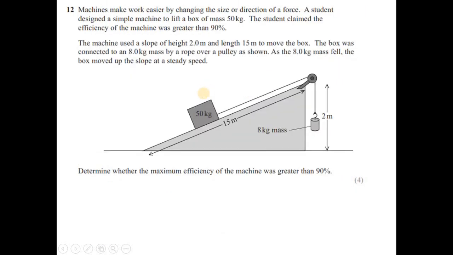Question number 12. Machines make work easier by changing the size or direction of a force. A student designed a simple machine to lift a box of mass 50 kg. The student claimed the efficiency of the machine was greater than 90%. The machine used a slope of height 2 meter and length of 15 meter to move the box. The box was connected to an 8 kg mass by a rope over a pulley as shown. As the 8 kg mass fell, the box moved up the slope at a steady speed. Okay, this is the 8 kg mass falling down, the 50 going up.